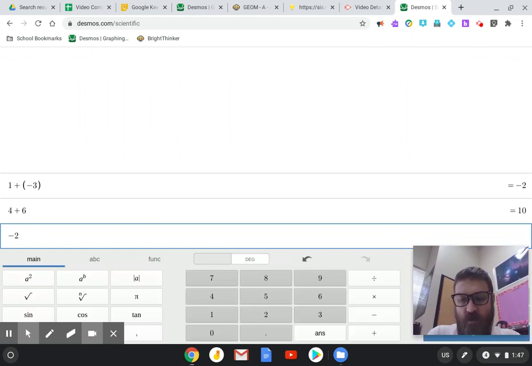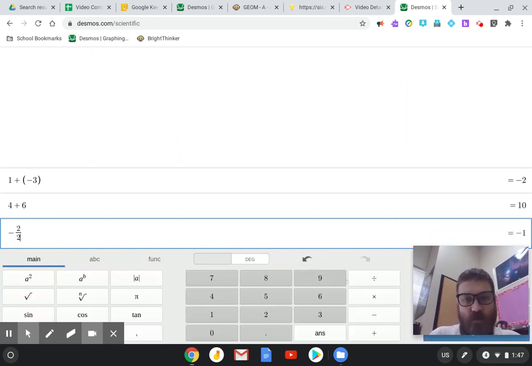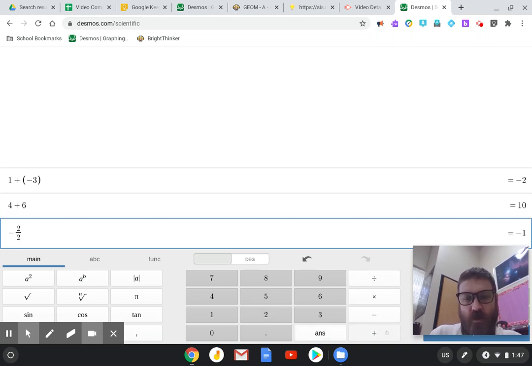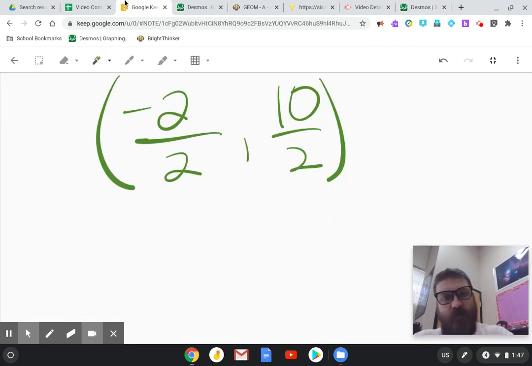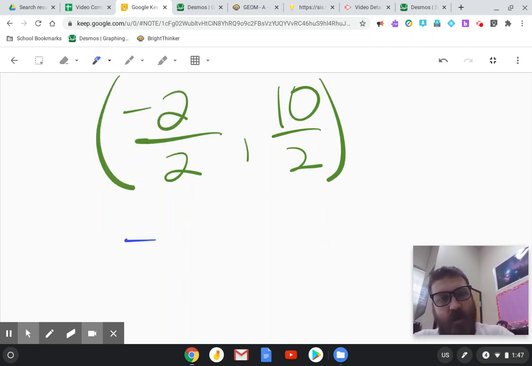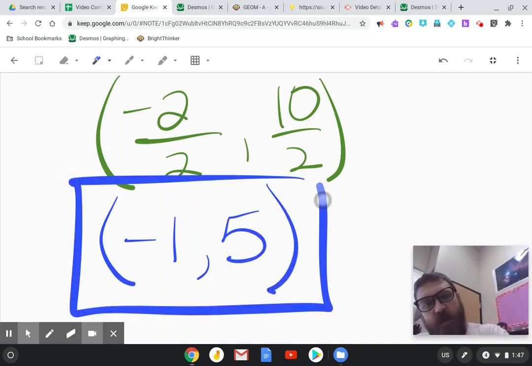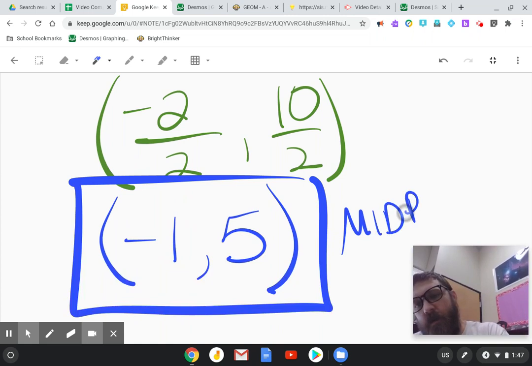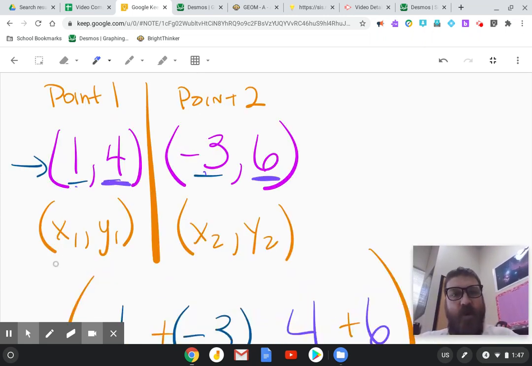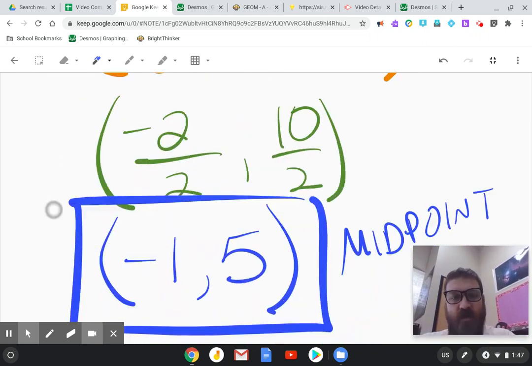Negative 2 divided by 2. Hit enter. Negative 1. So this becomes negative 1. 10 divided by 2 is 5. And so this would be the midpoint of the 2 points from up here. So the midpoint of these 2 points is negative 1, 5.